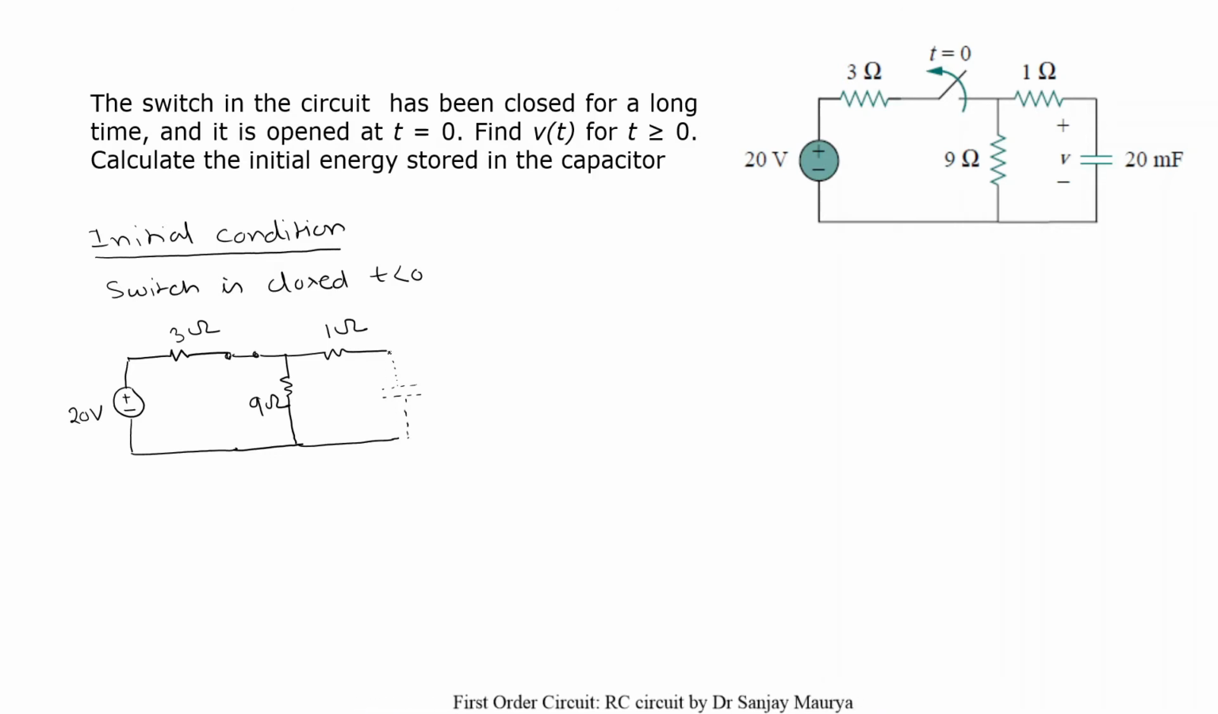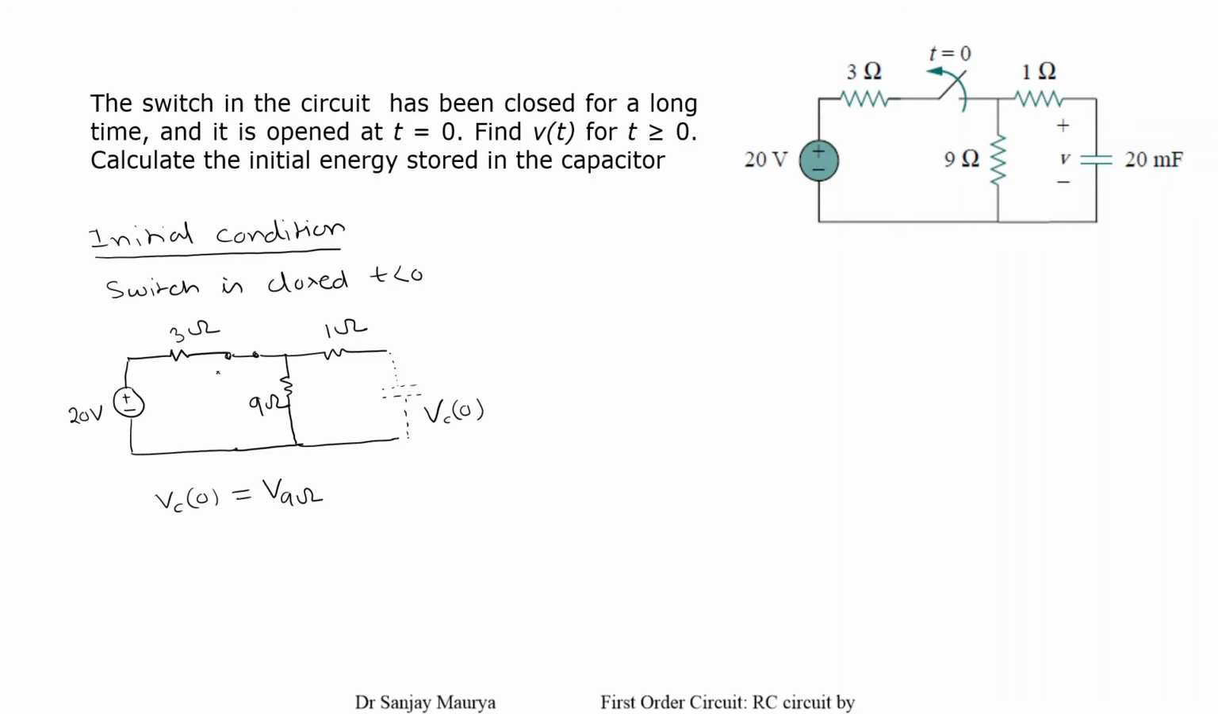So it means that the voltage across this one will be equal to the voltage across the 9 ohm. So I can write down that the voltage across the capacitor at t is equal to 0 will be equal to the voltage across the 9 ohm resistance. And if we look at this circuit, the current is flowing in this circuit, so I can write it down.